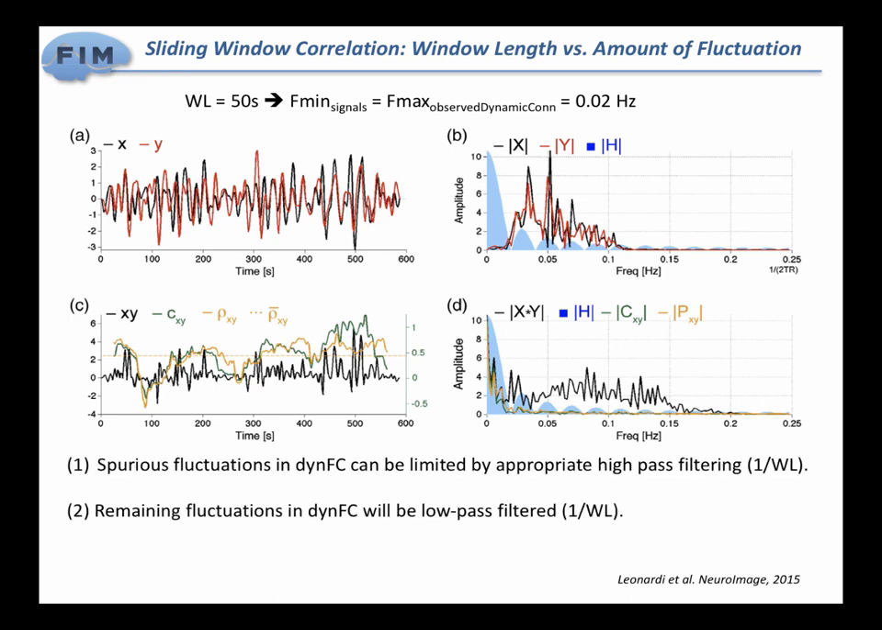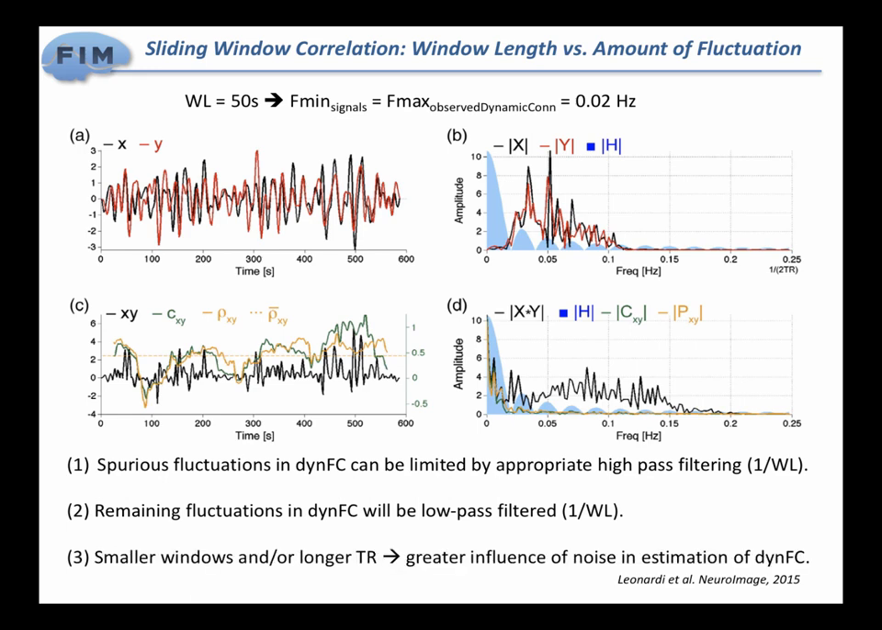So spurious fluctuations in dynamic connectivity can be limited by appropriate high-pass filtering. That was the first problem, but the remaining fluctuations will be low-pass filtered. So not seeing something above that doesn't mean it wasn't there potentially. It just means you cannot see it.